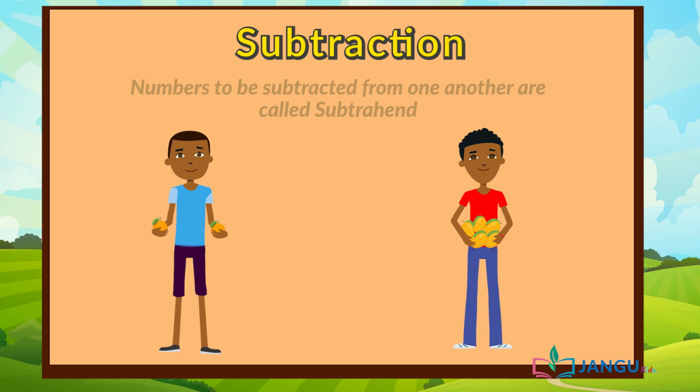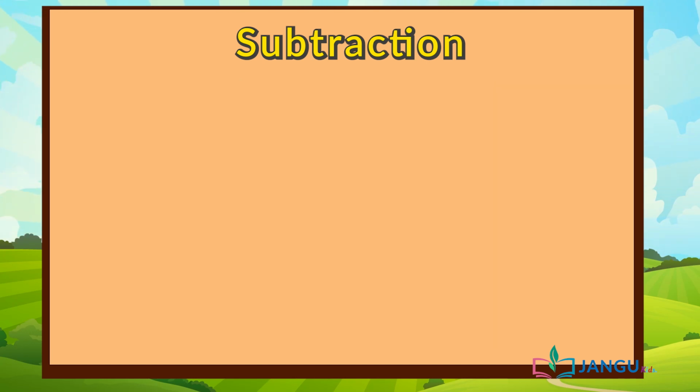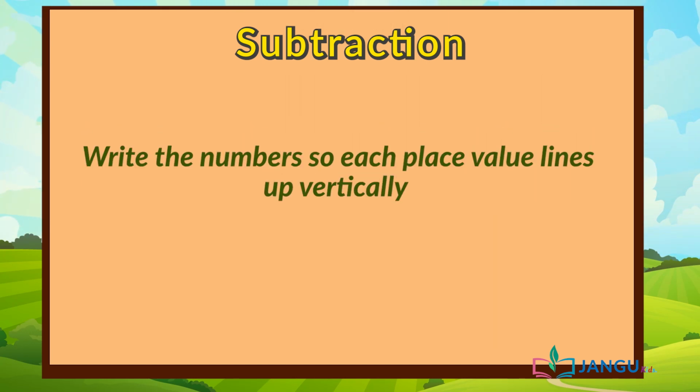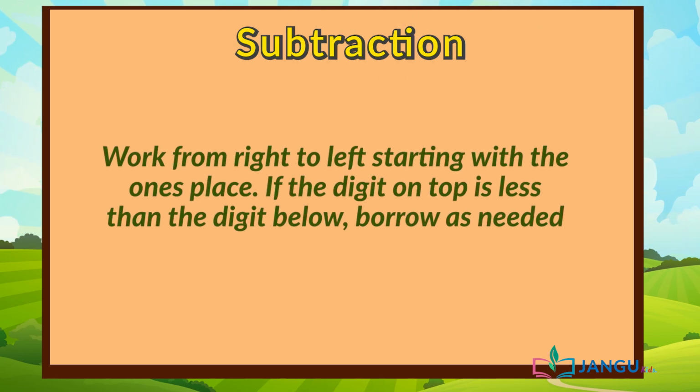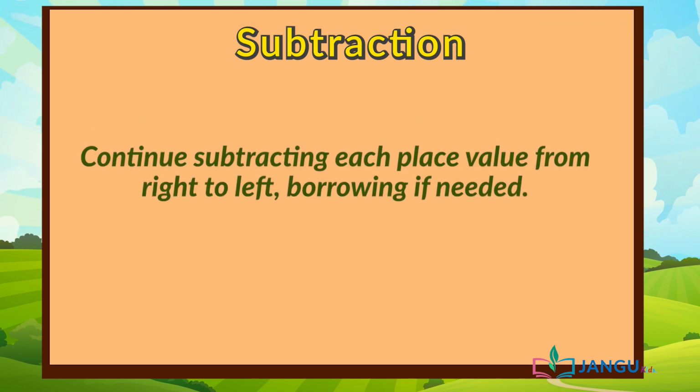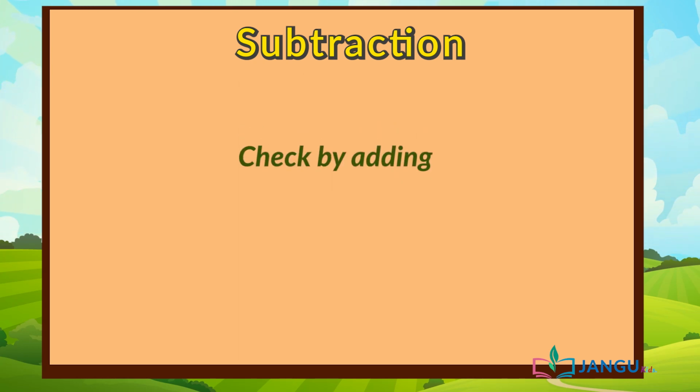And here are some tips for you to remember when subtracting. First, you write the numbers so each place value lines up vertically. You subtract the digits in each place value. You should also remember to work from right to left, starting with the ones place. And if the digit on top is less than the digit below, you borrow from the next place value as needed. Continue subtracting each place value from right to left, borrowing if needed. And you check your final answer by adding.